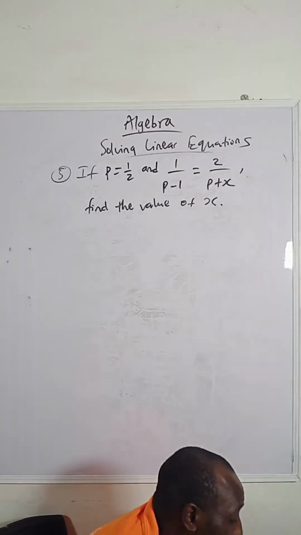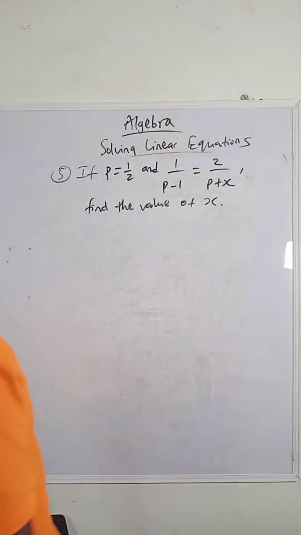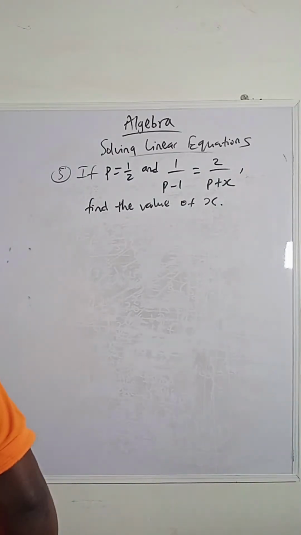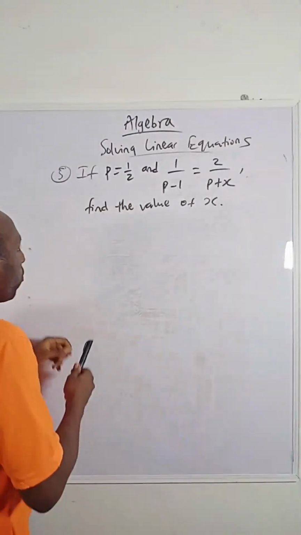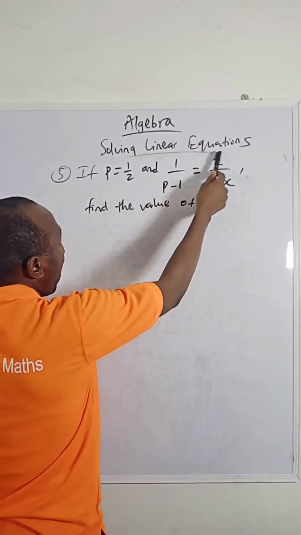Minus 1.5. Someone says it's minus. I think. Anyways, I'm going to do it. Okay, let me do it. Now we're told that p is 1 over 2, and we have this equation.